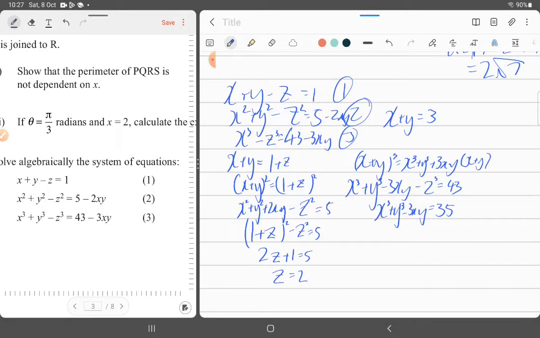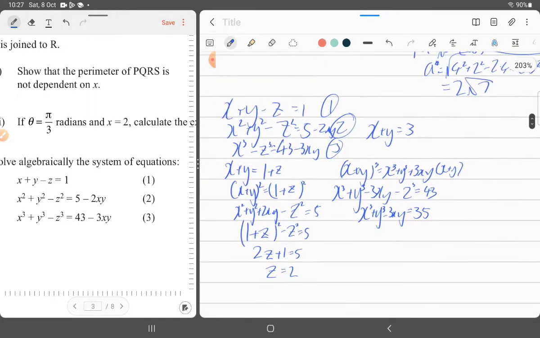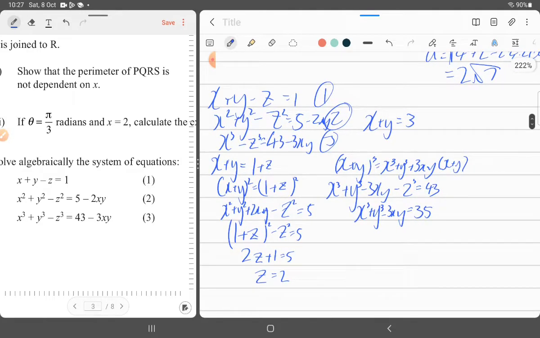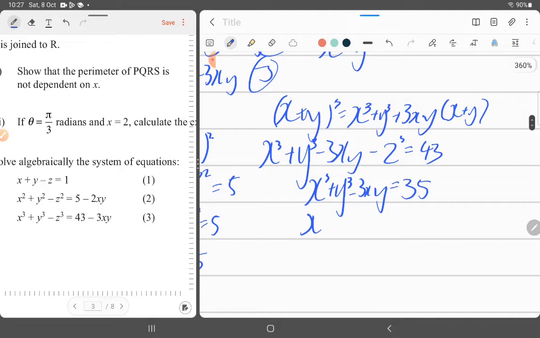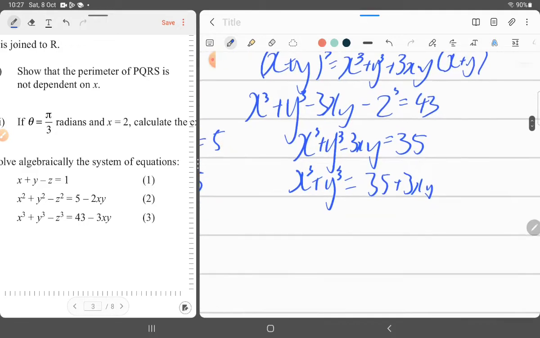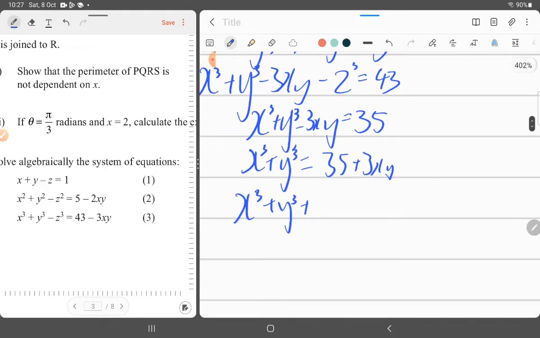Actually, can I just... Right, let me just rearrange that. Yeah, I can rearrange that to x cubed plus y cubed is equal to 35 plus 3xy. Then I can add x cubed plus y cubed plus 3xy times x plus y to both sides.